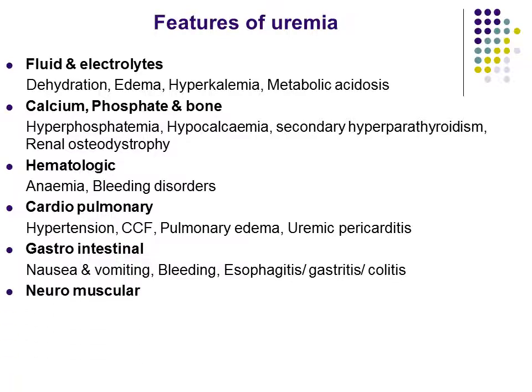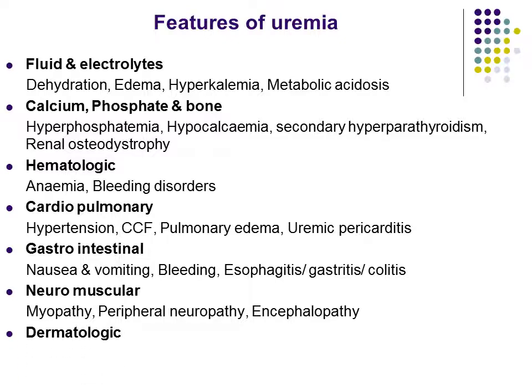Gastrointestinal features of uremia include nausea and vomiting, bleeding, esophagitis, gastritis, and colitis. Neuromuscular abnormalities like myopathy, peripheral neuropathy, and uremic encephalopathy can be seen. Dermatological abnormalities like sallow colored skin or pruritus or dermatitis can also be seen in case of uremia.